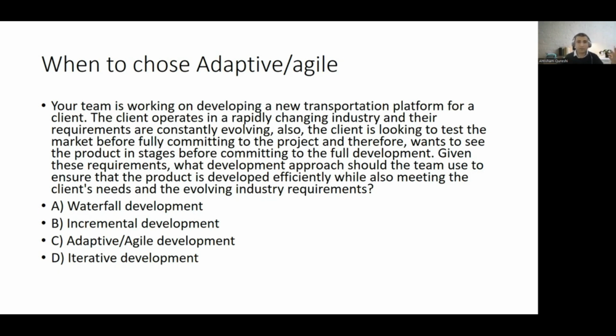Okay, so you have four options: waterfall, incremental, adaptive, iterative. Now, understand from the scenario, what is the situation like? Do you have a fixed scope, single delivery? Do you have a fixed scope, multiple deliveries? Or you don't have, scope is not clear, single delivery? Scope is not clear, multiple deliveries. So which is the scenario right now? Think about it.